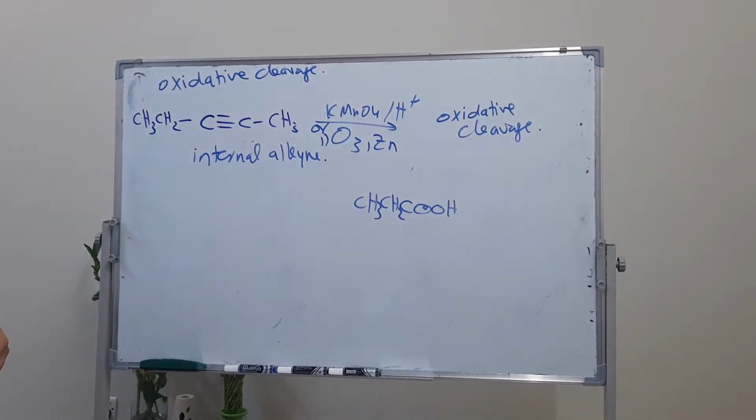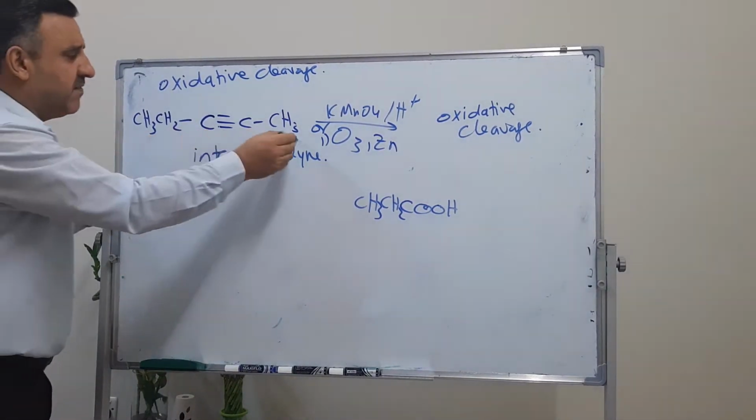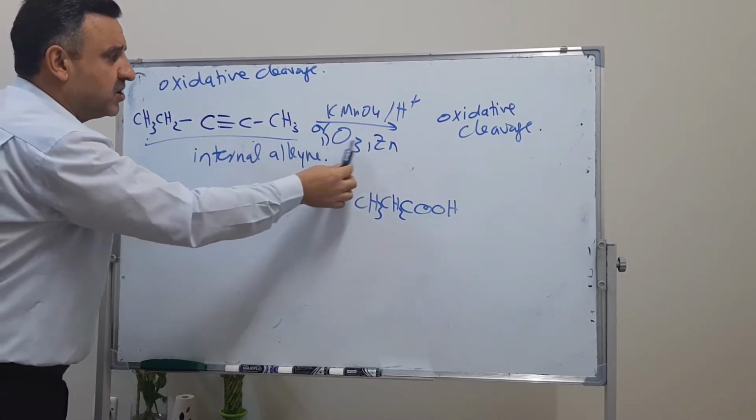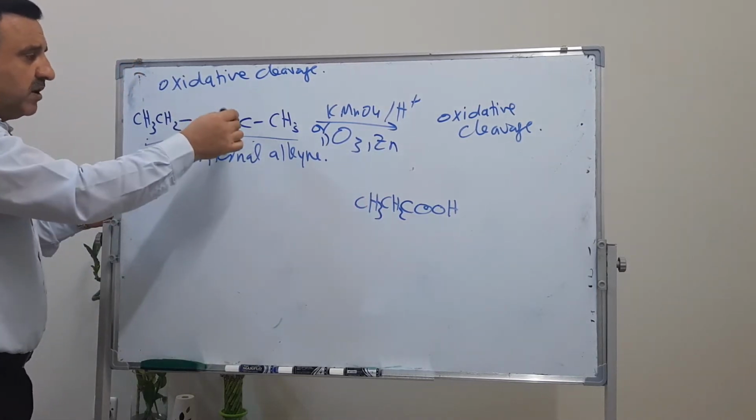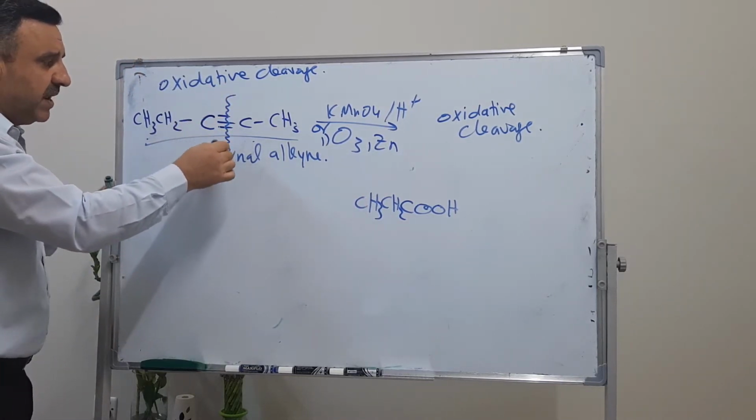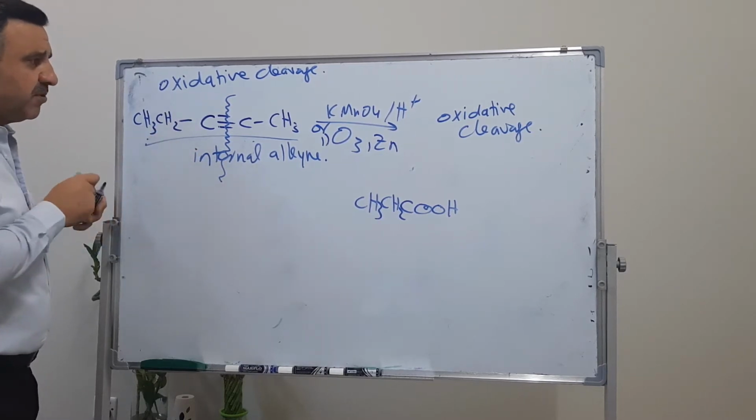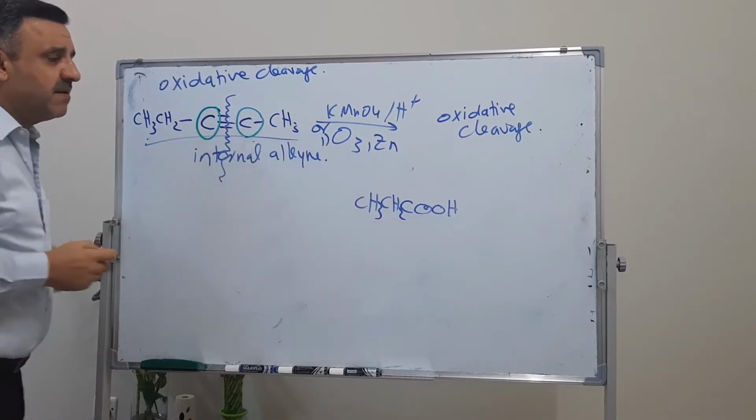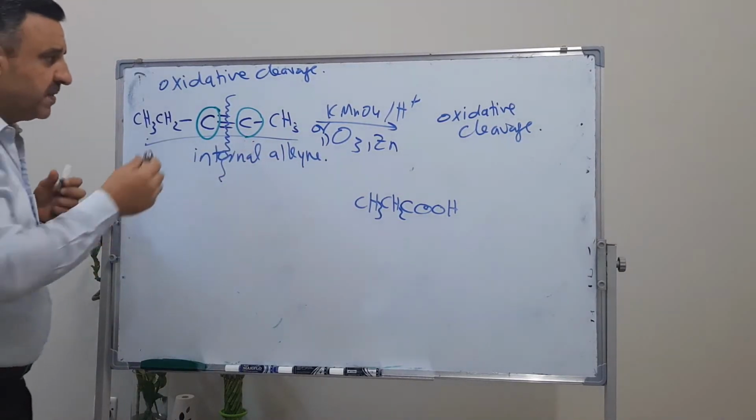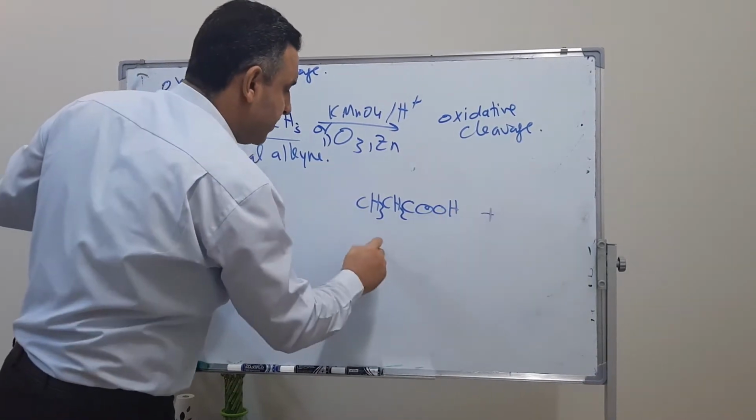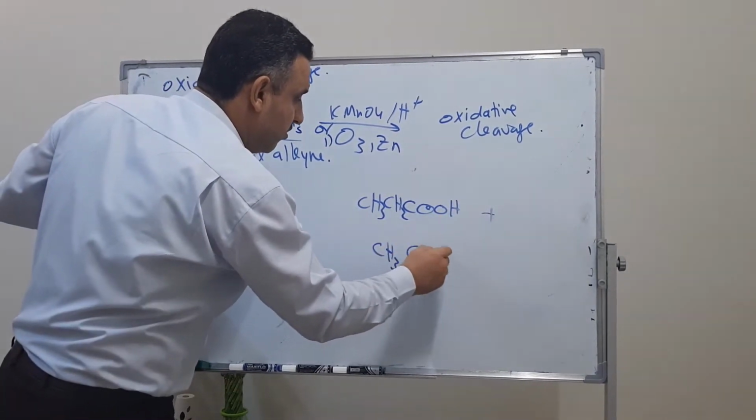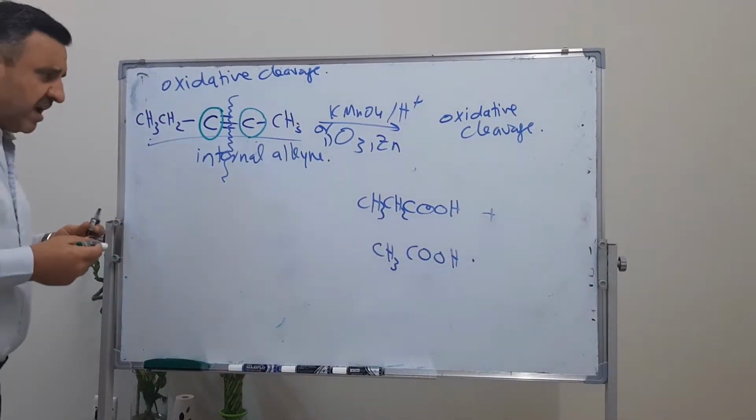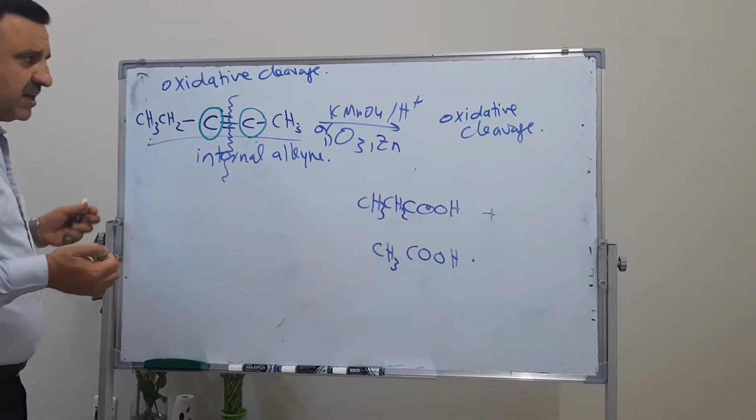All right. Now, as you can see here, what we have in this alkyne, when we allow it to react with either KMnO4 in the presence of H+, or ozonolysis, O3 in presence of zinc, what we are going to get is breaking of this bond, and each carbon here, which was attached to another carbon, becomes COOH, a carboxylic acid. So then we are going to get this plus CH3COOH. Do you follow me? This is in case we have an internal alkyne.